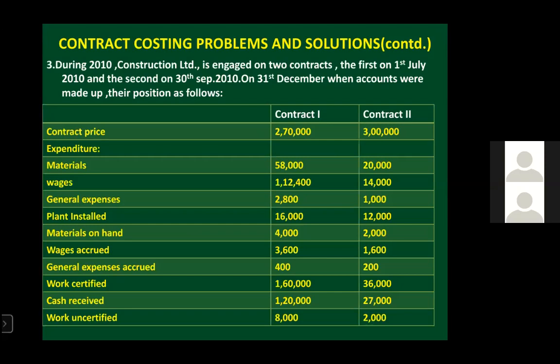Materials on hand means, after the contract work, what are the materials on our hand? So materials on hand, materials at site, will go on the credit side. Wages accrued always on the debit side. Outstanding expenses, all outstanding expenses on the debit side. Work certified under the work in progress, credit side. Work uncertified, again under the work in progress. Cash receipt we will make use of to calculate and apply the golden rules.